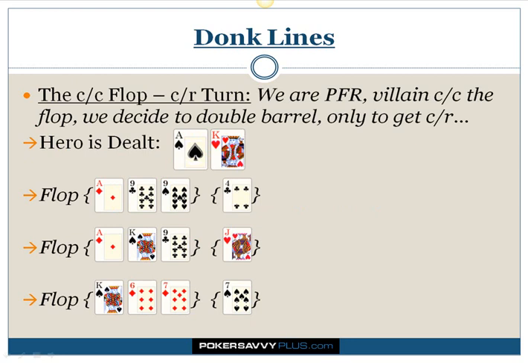So this next line, the check call flop, check raise turn, is something which is, well, I think this is strength 85% of the time, maybe even more, based on my experience. This is one of the strongest lines which you are going to see out of the less competent opponents that you're actually going to play in the mid and higher stakes. Just as a description, the pre-flop raiser, our opponent, check calls the flop, we fire a second barrel, and our opponent check raises when we fire the second barrel.